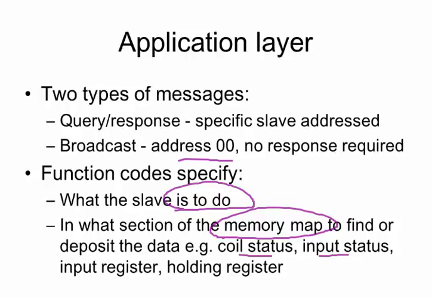So are we reading a status? Are we reading an input? Are we reading a register or a holding register? Are we writing a coil out? Sorry, a coil is an output. Again, you can read a coil. It's like anything in the PLC: if you turn the output on, you can also read what state it's in. So that's all the function codes do: what to do and where to find it.